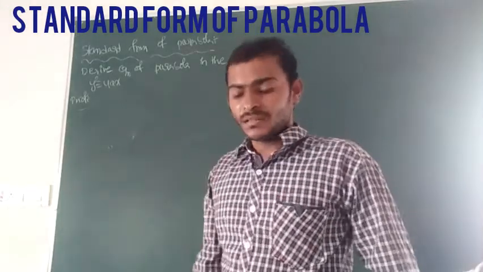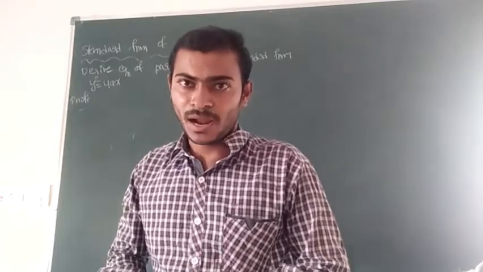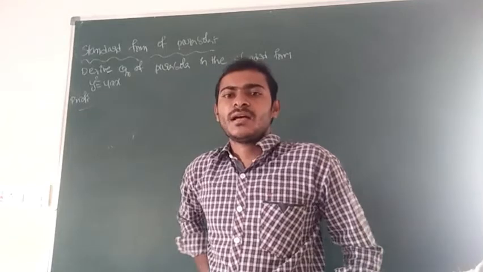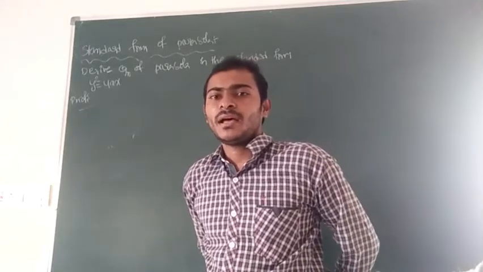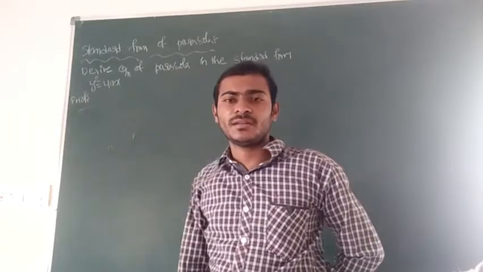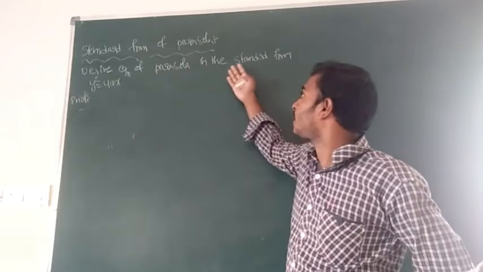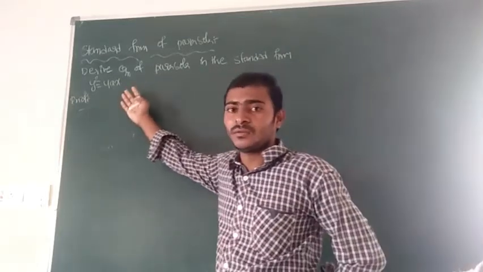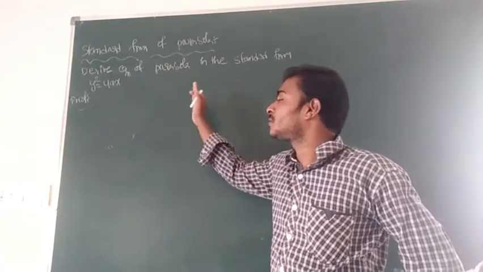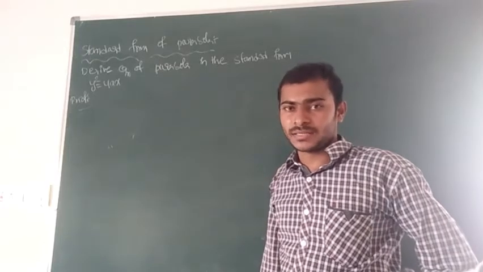In the previous video, we discussed the definition of parabola and conic section. Now in this video, we will see the standard form of parabola. What is the standard form of parabola? They will directly ask a question for 7 marks in the parabola chapter: derive the equation of parabola in the standard form y square equal to 4ax. We have to derive the standard form of parabola equation, y square equal to 4ax.